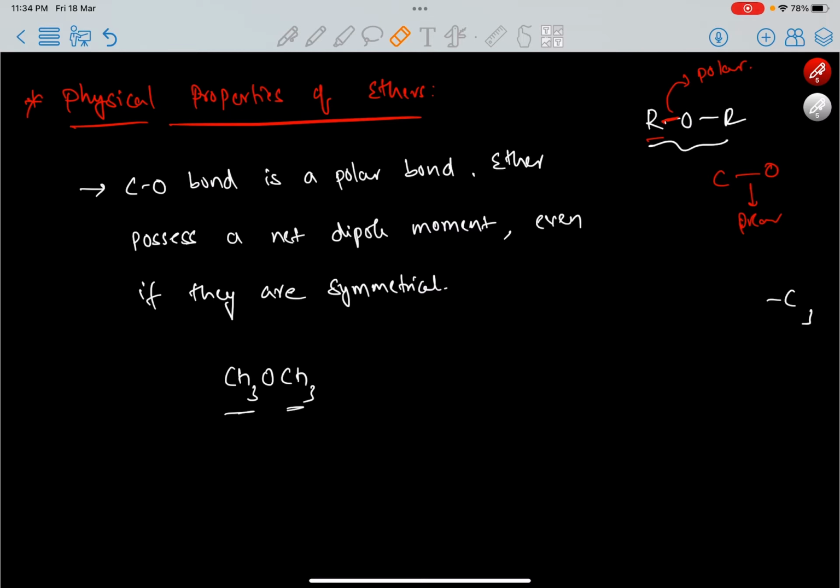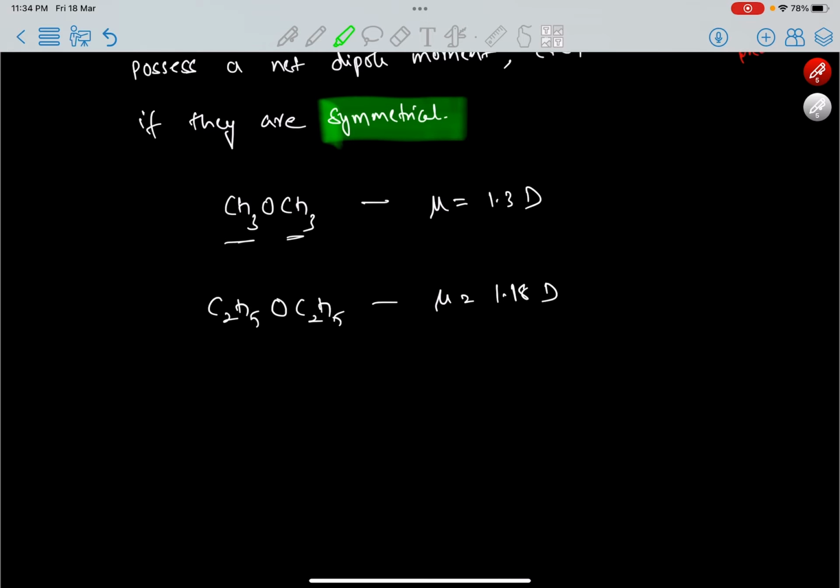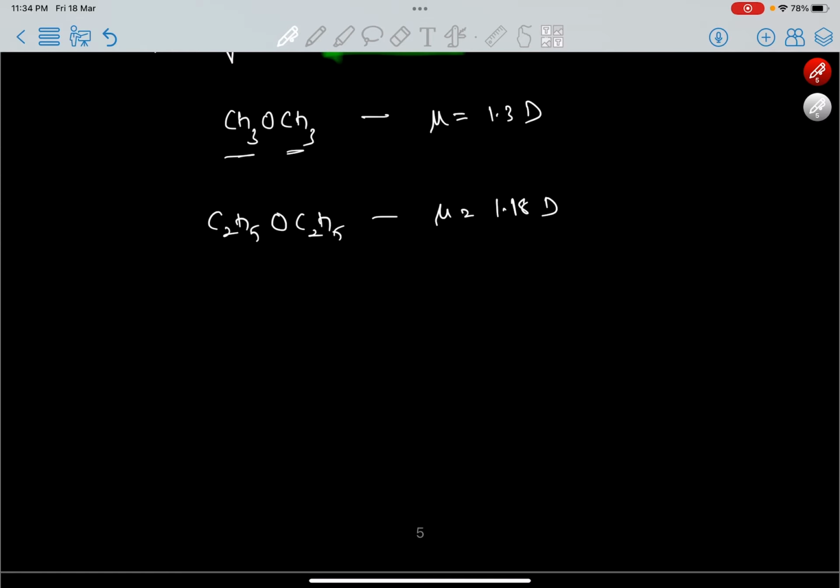Let me give some examples. For CH3OCH3, mu is 1.3 D, and for C2H5OC2H5, mu is 1.18 D. So even if the ether is symmetrical, it still has some net dipole moment. That is important. Now let us compare these ethers with alcohols.